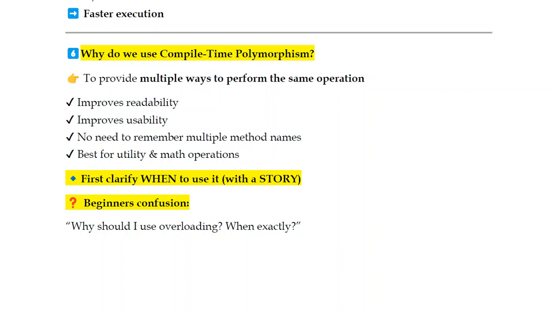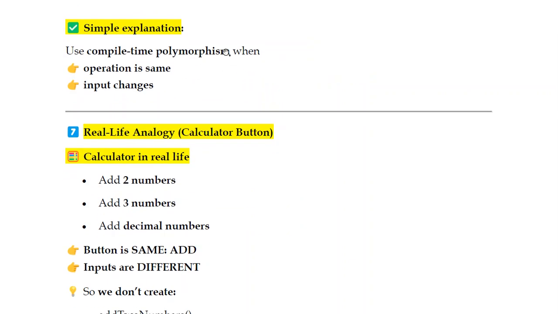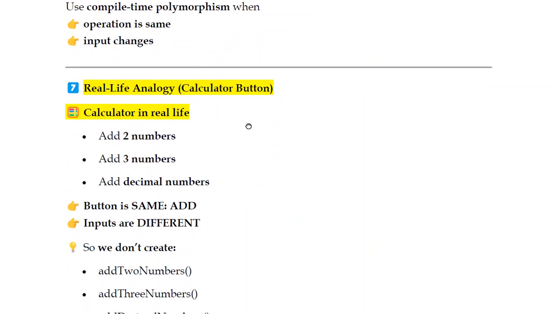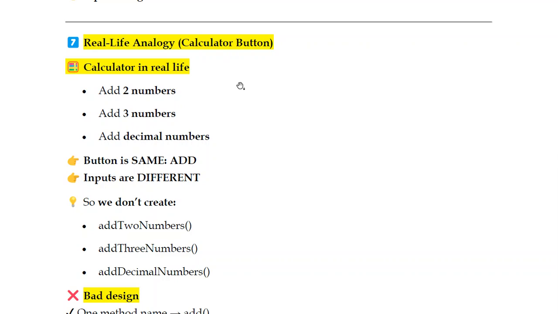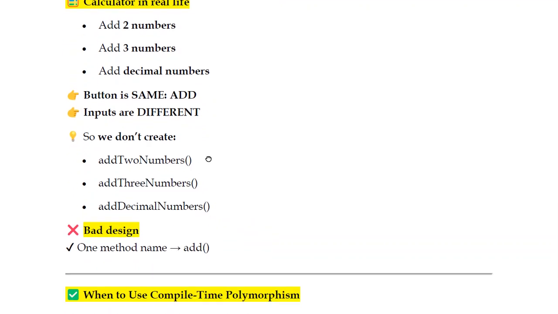So let me clarify when to use it with a real-time example. Beginner confusion: why should I use method overloading, when exactly is it needed? We'll discuss that now. Use compile time polymorphism when the operation is the same and only the input changes. Real-life analogy: the calculator button. In real life, you may add two numbers, three numbers, or decimal numbers, but the operation is the same. The button is the same, add. Inputs are different. We don't care whether we add two numbers or three numbers. Whenever I click that plus button, it will perform the addition operation.